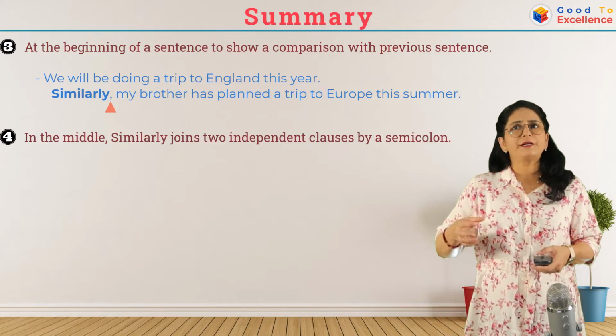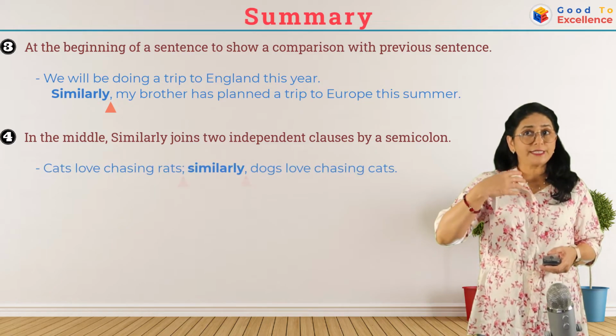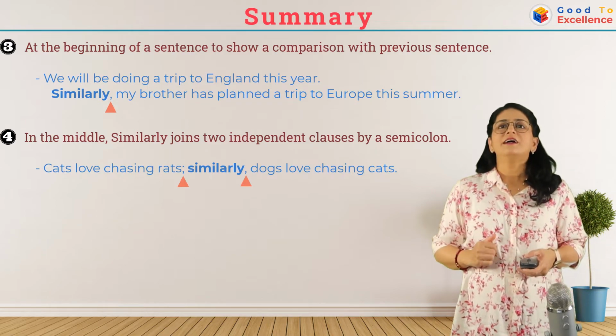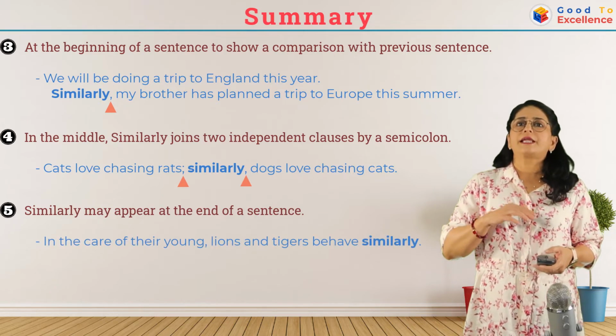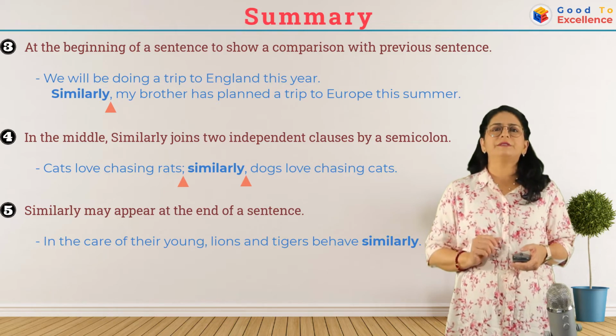Similarly joins two independent clauses separated by a semicolon. Cats love chasing rats; similarly, dogs love chasing cats. Similarly may appear at the end of a sentence. In the care of their young, lions and tigers behave similarly.